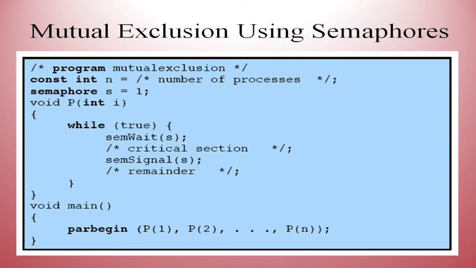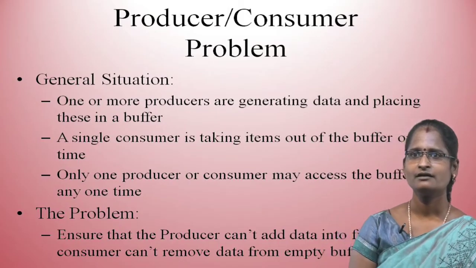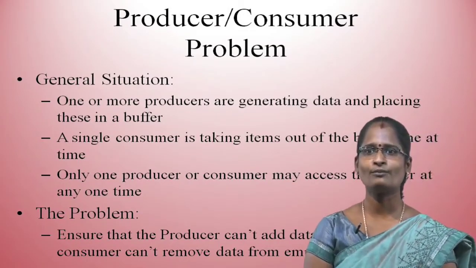In each process, semWait(s) is executed. If the value of s becomes negative, the process is blocked. If the value is 1, then it is decremented to 0 and the process immediately enters its critical section. Because s is no longer positive, no other process will be able to enter its critical section.